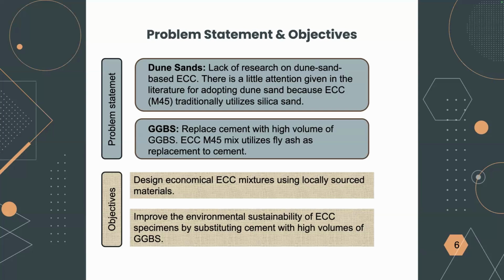For the Ggbs, we are trying to include it at a higher content compared to the other ECC mixes to promote sustainability in construction materials, and we would have more sustainable construction materials. So for the objectives, we want to design economical ECC mixture using locally sourced materials. What do I mean by locally sourced material? I mean Dune sands. And the second objective is to improve the environmental sustainability of ECC by substituting cement with high volumes of Ggbs.